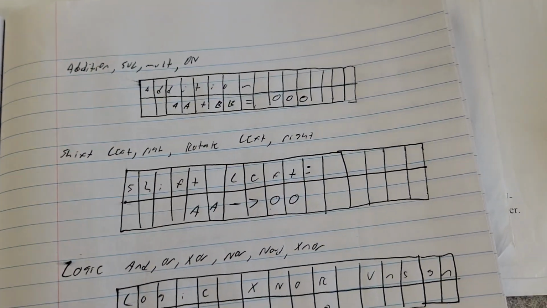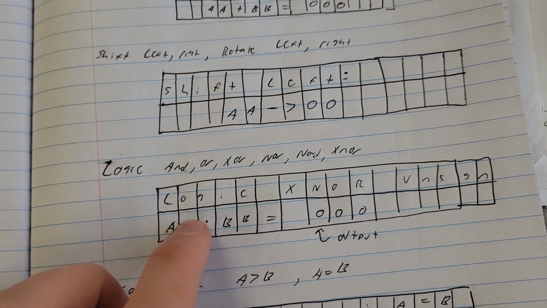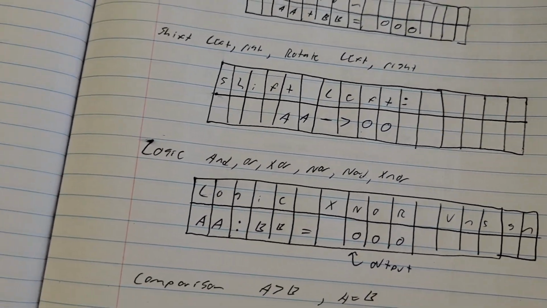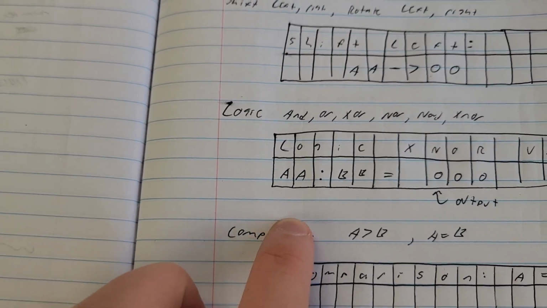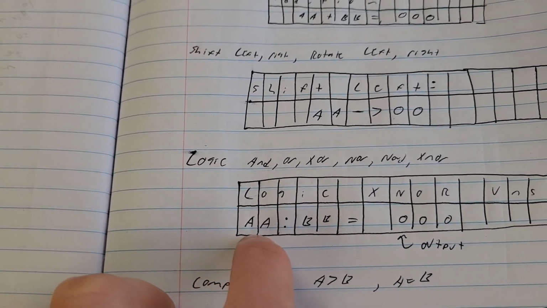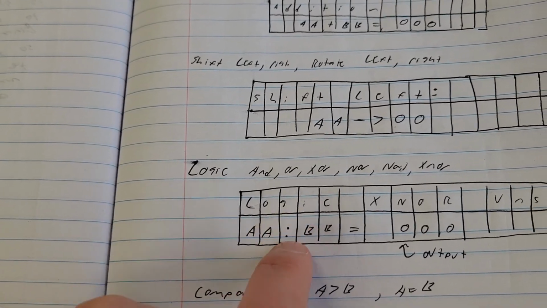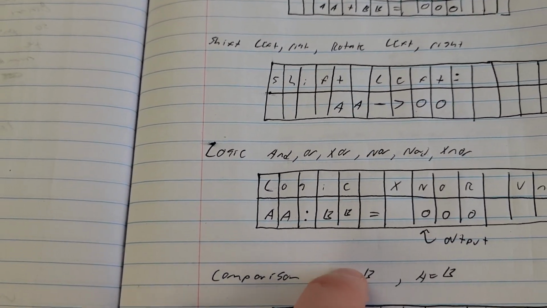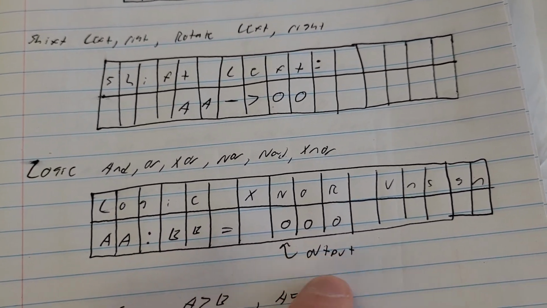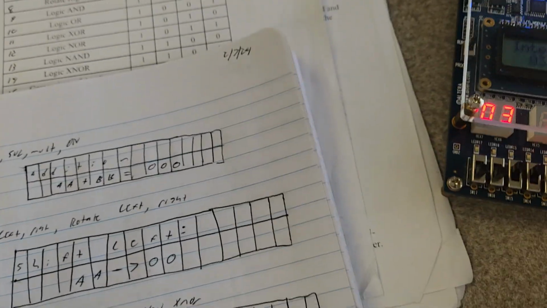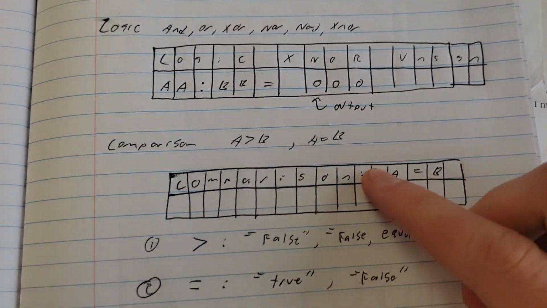And the same with our logic: AND, OR, XOR, NOR, NAND, and XNOR. We're going to have the tens place for the A and the ones place for the A, with a semicolon, then the tens place for the B and the ones place for the B, and that's going to equal the output. I have yet to do that, but we've got our pseudocode right here.